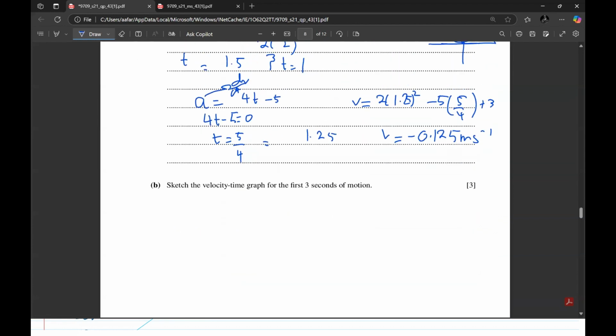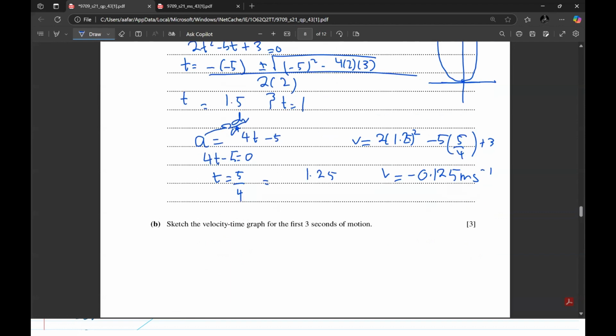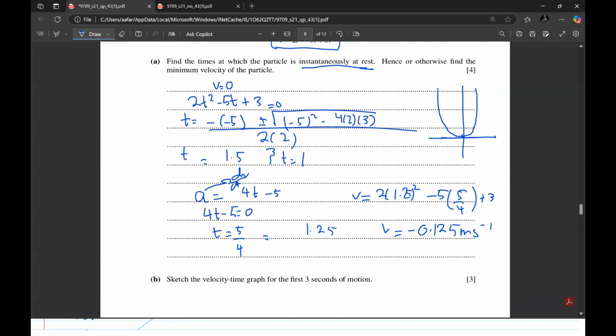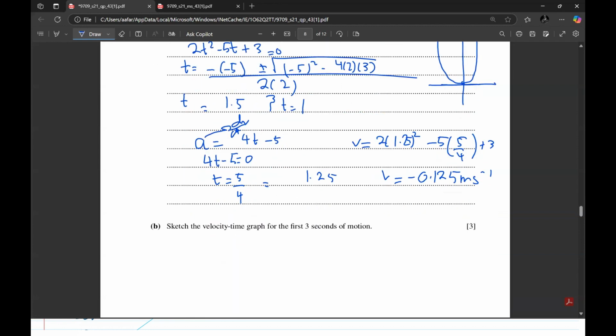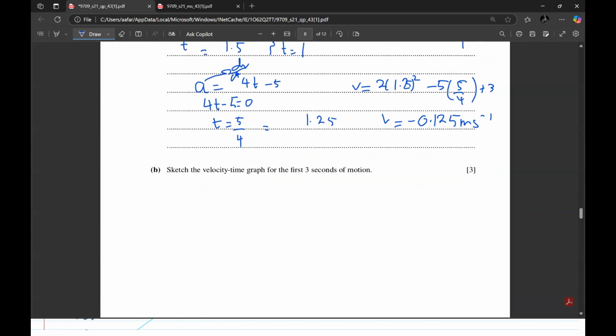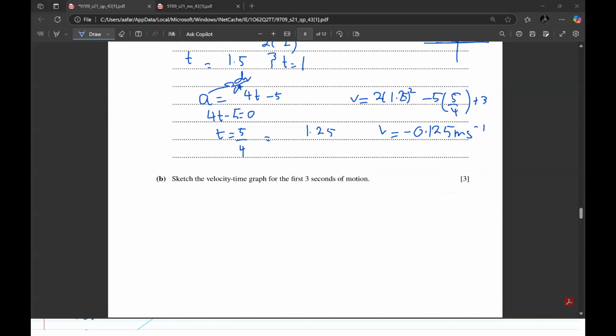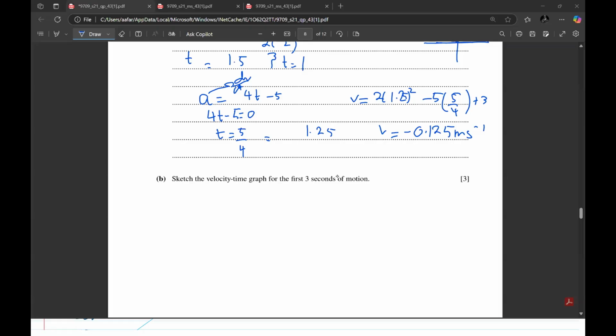Sketch the velocity time graph for the first 3 seconds of motion. Okay. Again, we have the timer, so I'm just going to end it really quickly and then please start it. So please rejoin again. Okay. Thank you. So that's for sketch the graph.